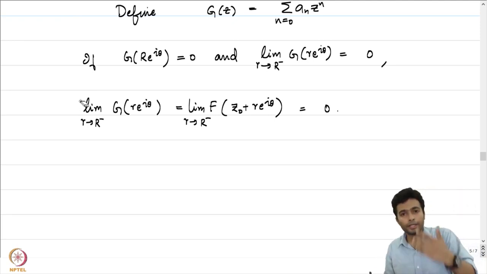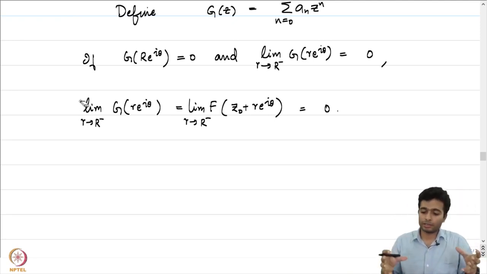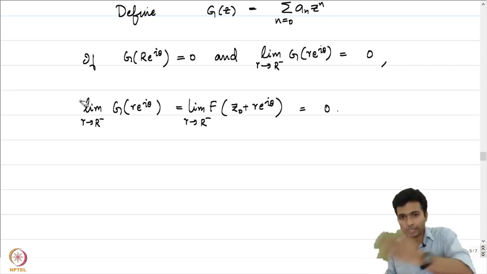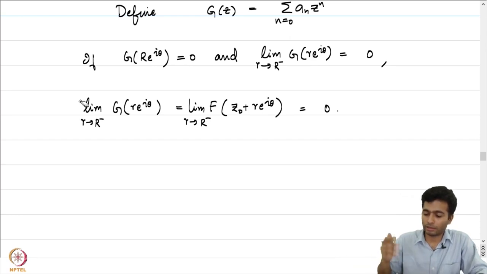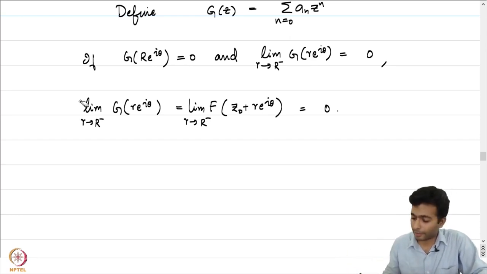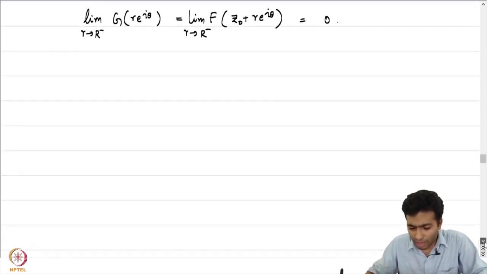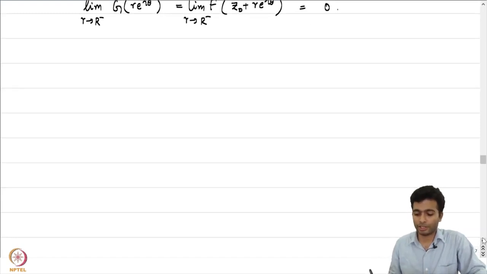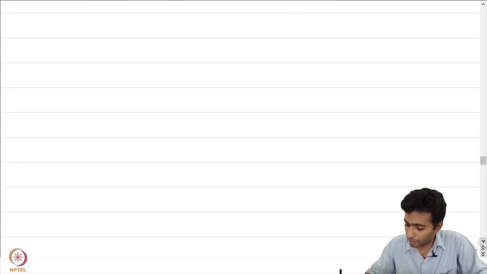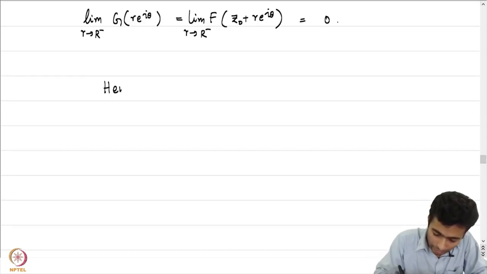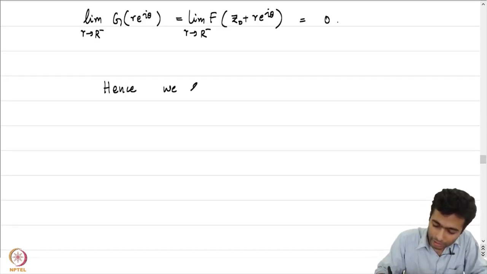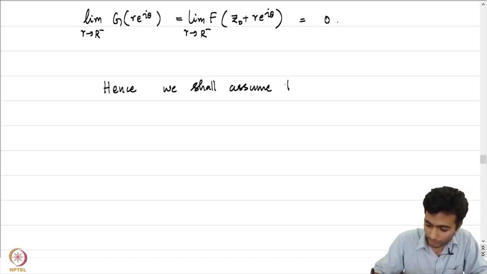So if we indeed prove it for power series around 0, we can translate it and say that this is true for every power series around an arbitrary point. The last final reduction which we will be doing is to assume that, so hence we shall assume that z0 is 0.